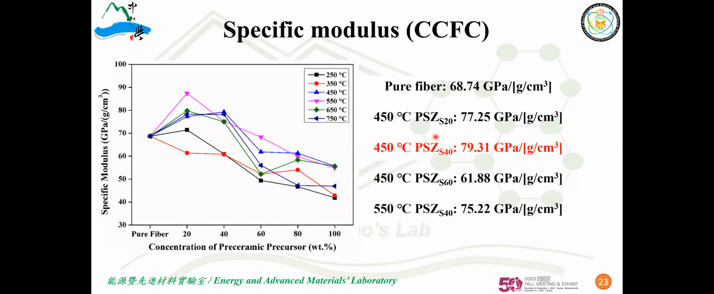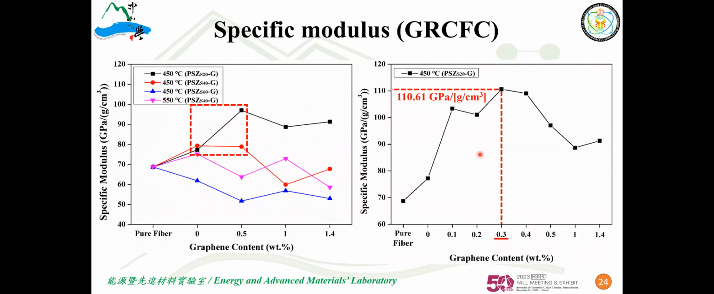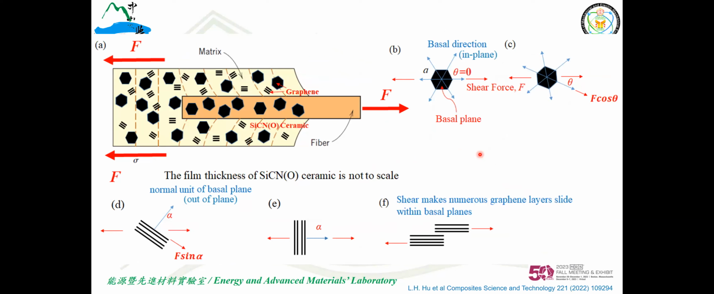This is the specific modulus. With the same 40% concentration of this precursor pyrolyzed at 550, the modulus increases by about 15%. And when we incorporate about 0.5 weight percent graphene in the pre-ceramic precursor, the specific modulus increases almost 60%. So graphene enhances this mechanical strength due to its orientation. I just want to show you that no matter the orientation of the graphene, except for this case, in other orientations, whether few-layer graphene or graphite, mostly it can enhance the mechanical strength of this commercial carbon fiber.